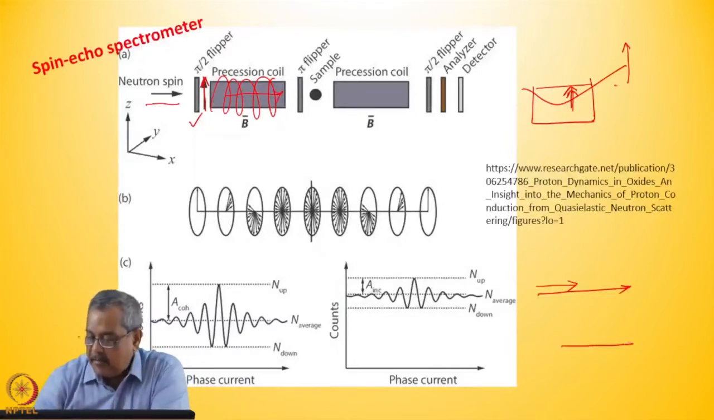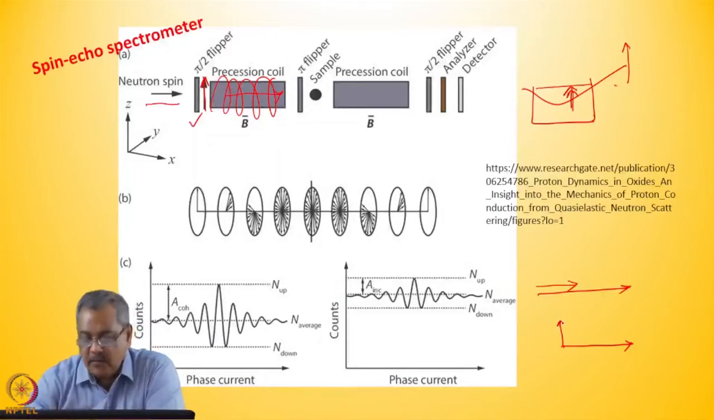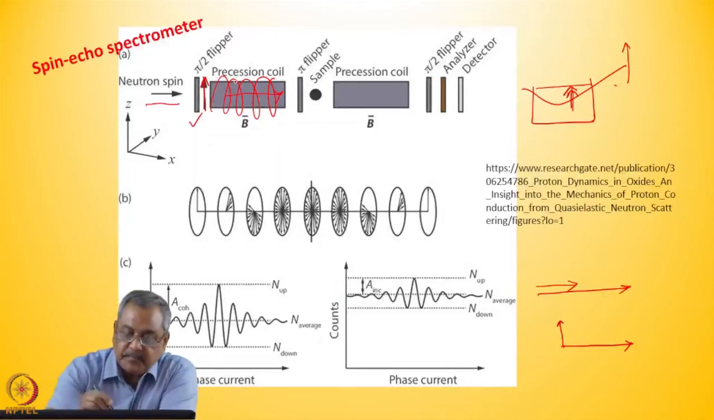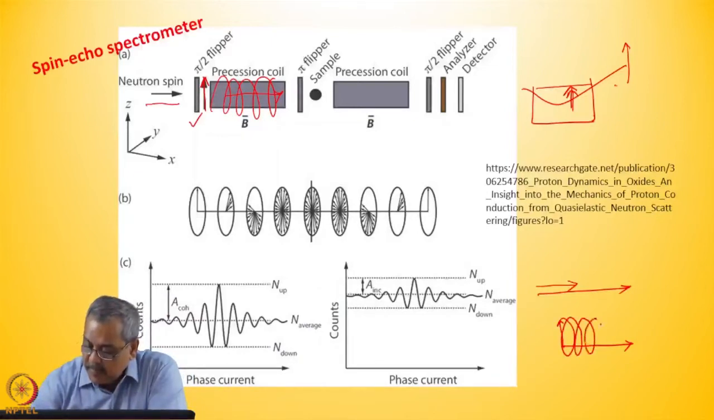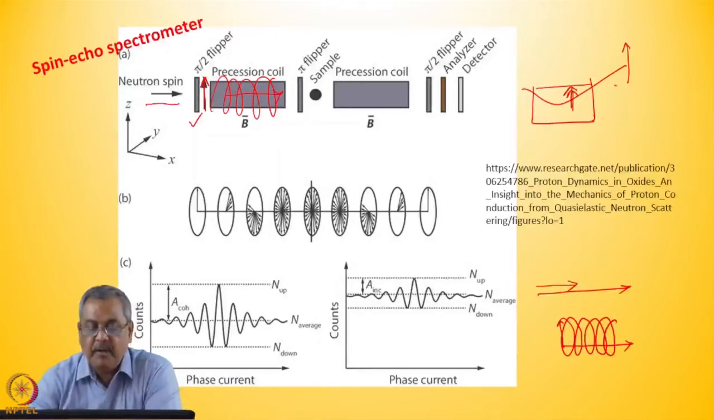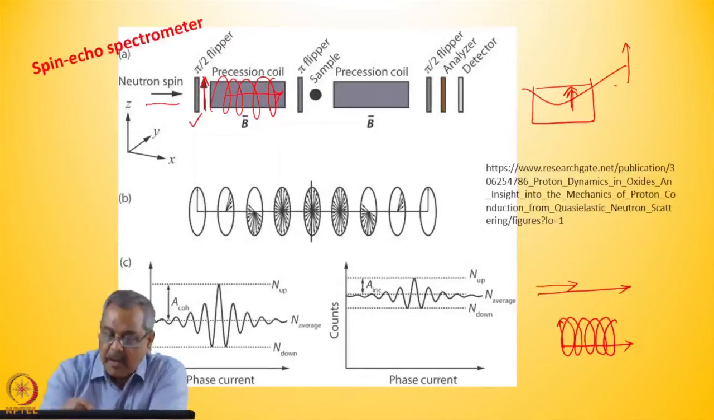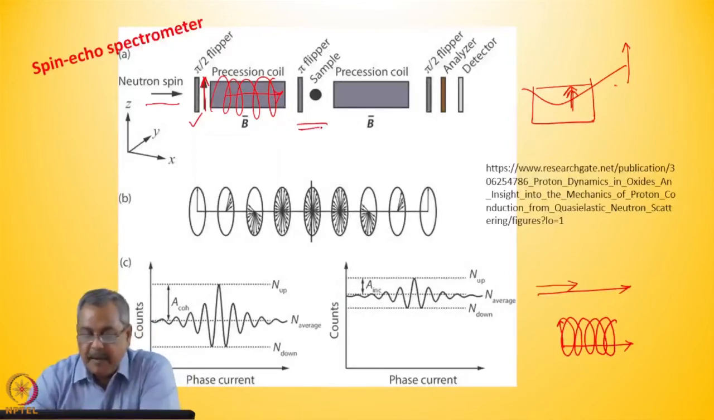So if the field is in this direction and the neutron spin is normal to it, then as the neutron travels through the coil, it precesses around the field. It's called Larmor precession. All of you are aware that a magnetic field forces a spin to precess if it is normal to it. After that, I have got a pi flipper. The pi flipper, I will come to it shortly.